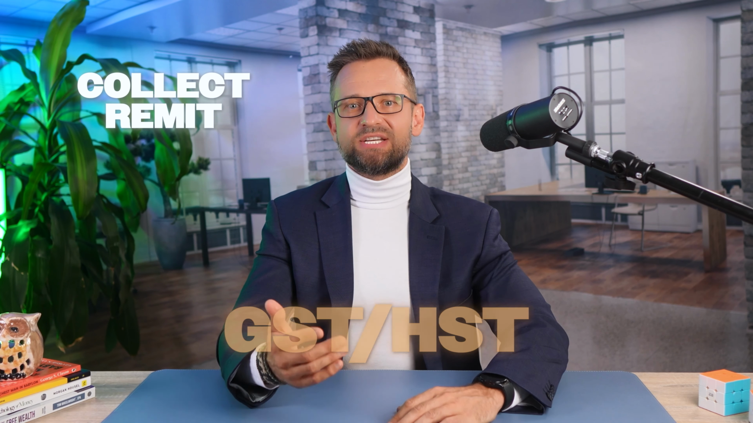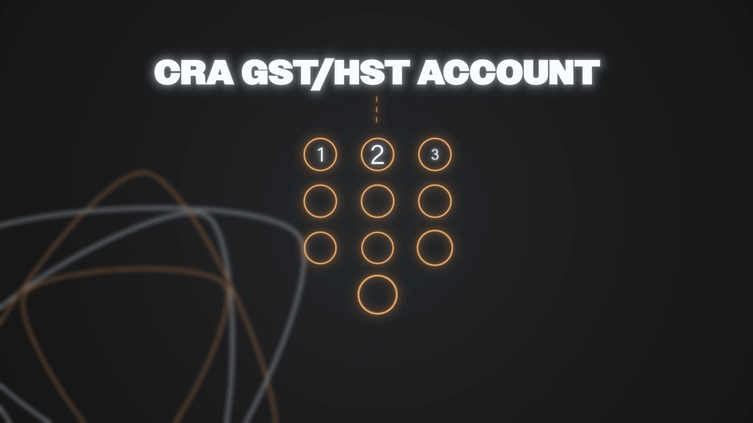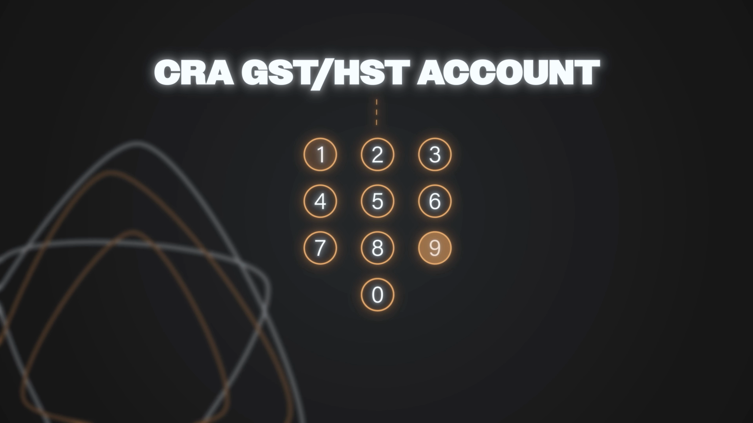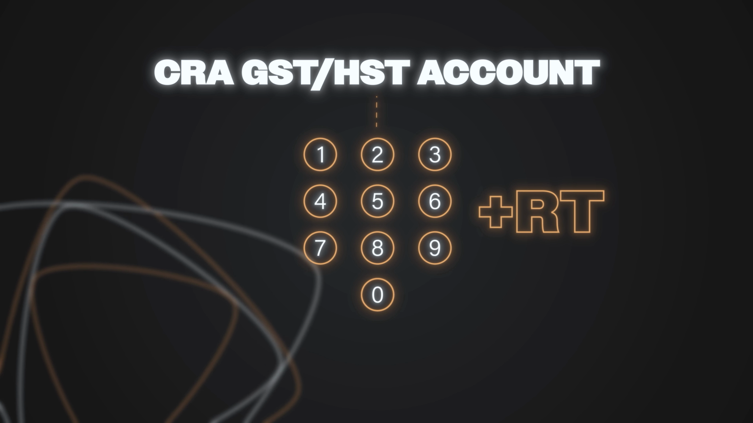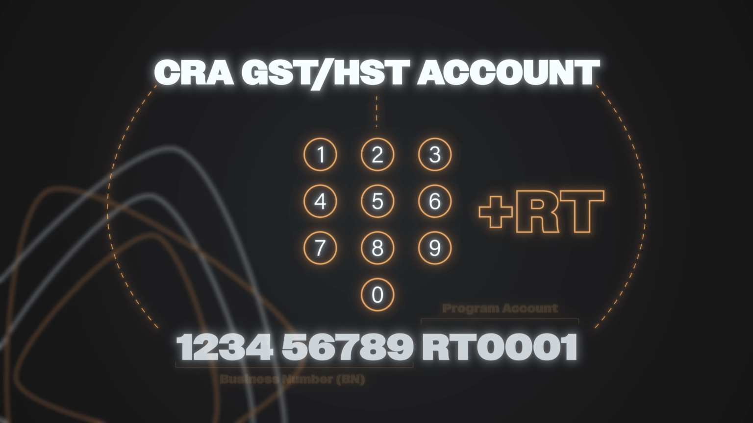Once you register, you must collect and remit GST HST on all taxable sales until you formally close the account. Now, let's talk about the setup. Your CRA GST HST account uses a 9-digit business number with an RT extension. So your sales tax account looks something like this.